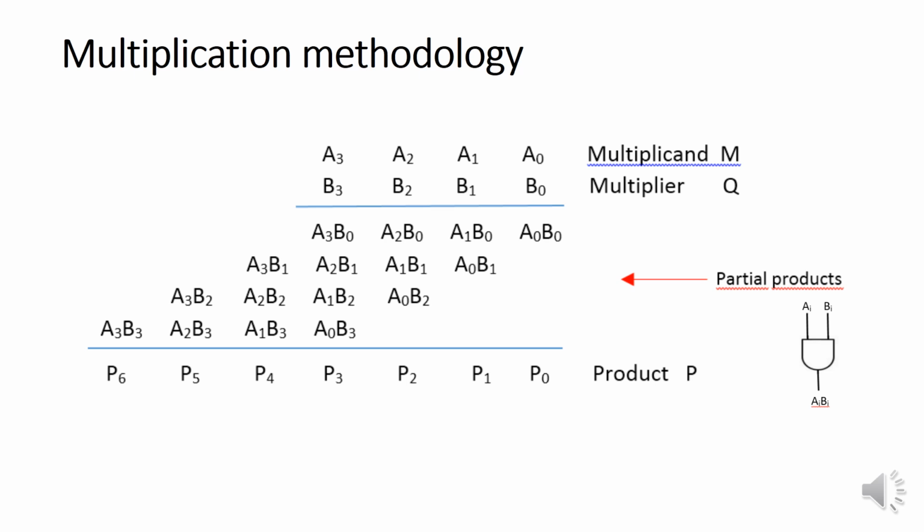Note that from the point of view of hardware, to generate each partial product, you need just an AND gate. This is an AND gate. A and B are the inputs, and A times B is the output. Remember that in binary, the AND gate behavior is analogous to multiplication in arithmetic, because the output is 1 only if both inputs are 1.